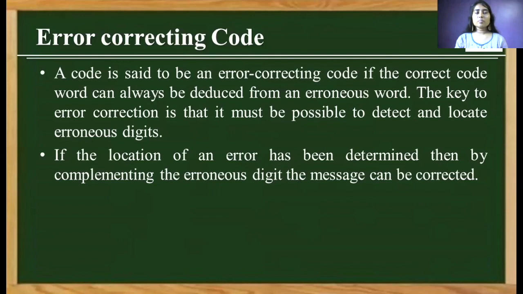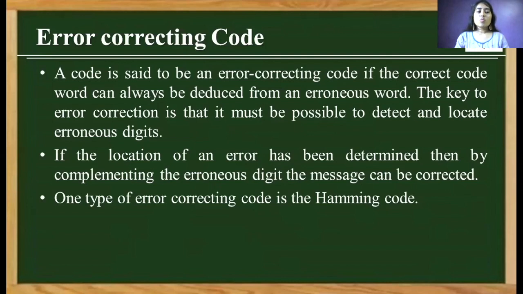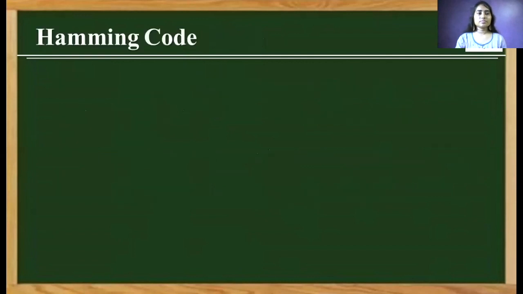Here in binary format, we have only two possibilities: 0 becomes 1 or 1 becomes 0. So if we know that there is an error in this location, we can just complement that bit from 0 to 1 or 1 to 0. One type of error correcting code is the Hamming code. So let's discuss Hamming code.